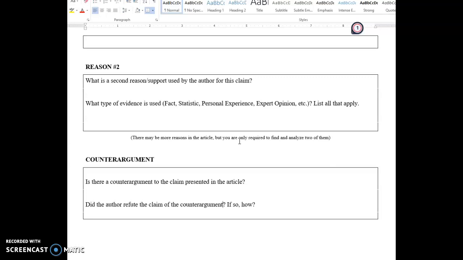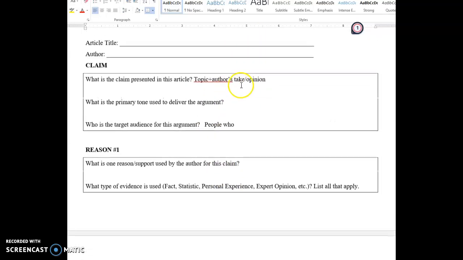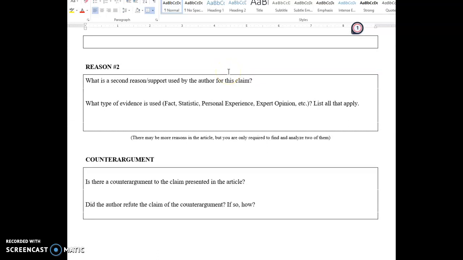So if that were the case, you would say, no, I don't see any counter argument presented in the article. For the question, did the author refute the claim of the counter argument? If so, how? If one isn't present, then you can say not applicable. But for these questions, you're looking to examine and see if, in response to this main claim, the author offered some kind of alternative opinion, how other people think, and then explain if the author did the work of saying, okay, but here's why those other people are still wrong and I'm right. Because that's what a refutation or rebuttal is. A response to a counter argument.